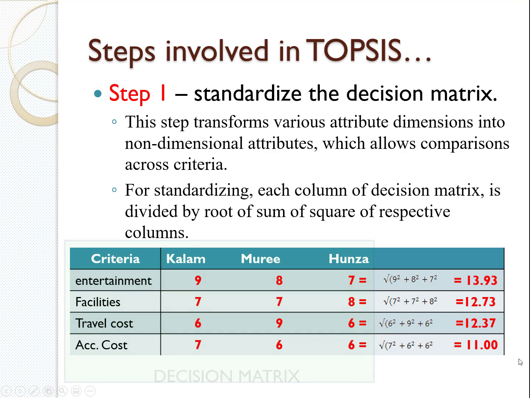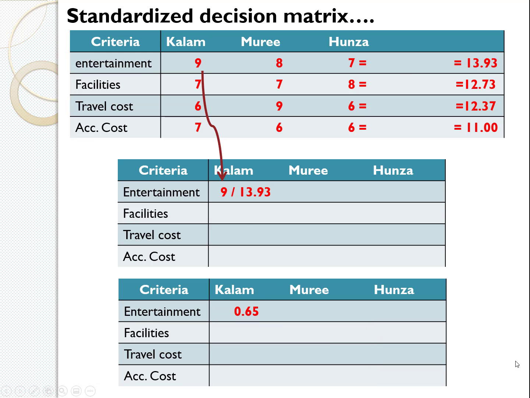After the standardized weights, we will construct the normalization. You can see in the previous slide we have calculated all these, 13.9. How do we calculate this? 9 squared plus 8 squared plus 7 squared, and the square root. Now you need to divide each element of the decision matrix by the standardized weights. So 9 divided by 13.93, and then you will get this one. Similarly, 8 divided by this, you will get this one. 7 divided by 13.93. Similarly, 7 divided by 12.73, 7 divided by 12.73, 8 divided by 12.73.